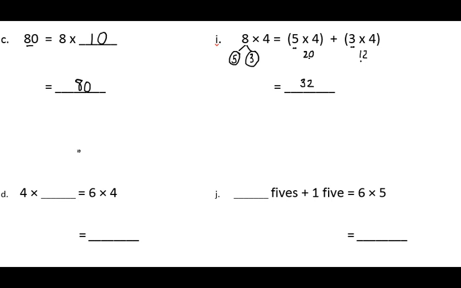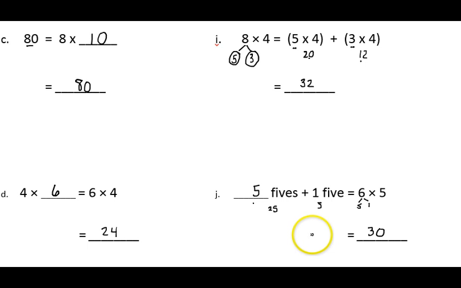Here I have 4 times something equals 6 times 4. Again, that's the commutative property. They both equal 24. And the last problem, blank 5s plus 1 5 is the same as 6 times 5. Well, 6 can be thought of as 5 and 1. That means 5 5s plus 1 5 is the same as 6 times 5. 5 5s is 25, plus 1 5 would be 30. 6 times 5 is 30.